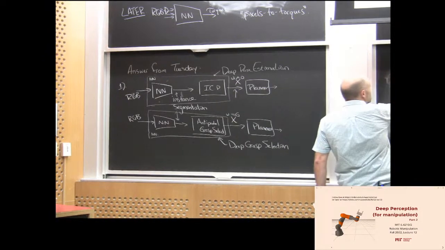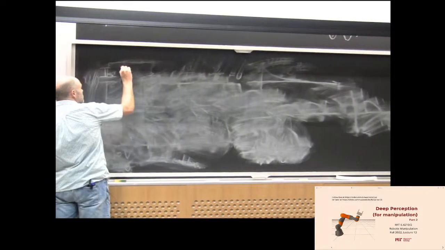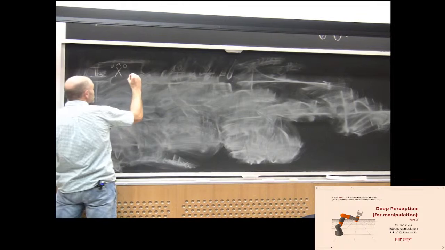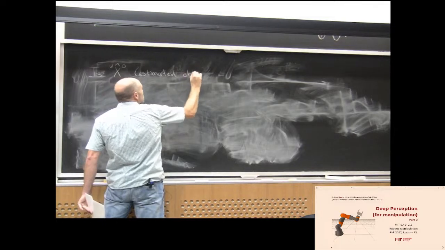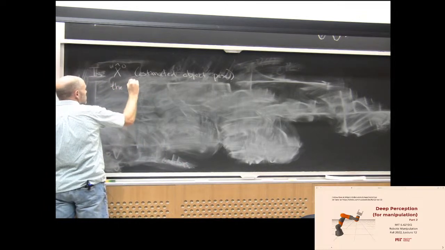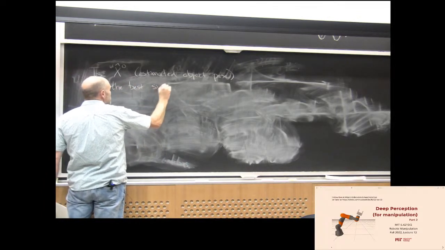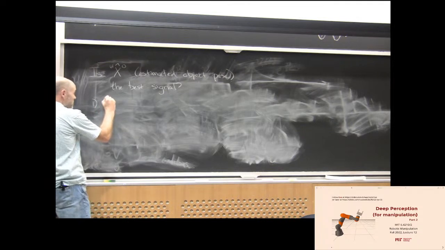Okay, so remember, we get to be aggressive here. We can train our network on almost anything, right? Is sending estimated object poses the best signal? Is that the best connection? And there's a couple of reasons why it seems maybe we can do better. The first one is I would say this assumes a lot about having known models.